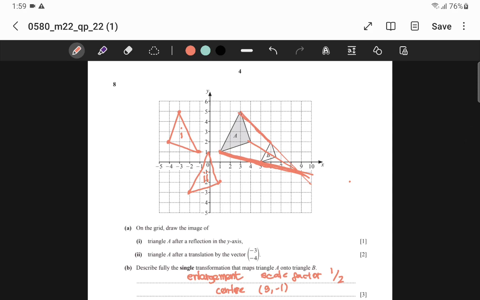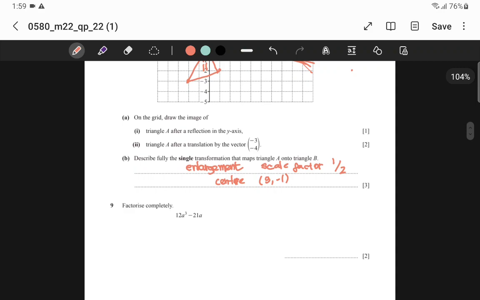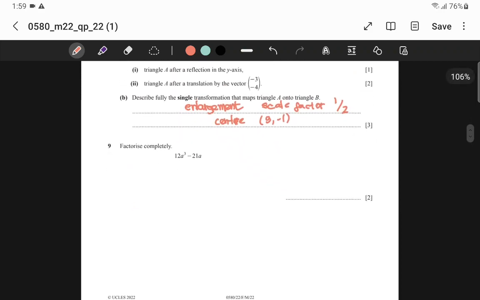Okay, done. And then after that, factorize completely this one. Now you need to find the common factor for the variable and also for the coefficient. Where's the coefficient? Coefficient is all the numbers that are available in front of the letter. Variable is the letter, yeah. So look, 12 and 21. What is the biggest number that can divide both of them? I think it would be 3.